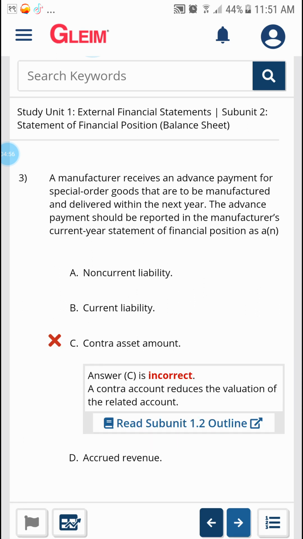No. First of all, a contra account is like an accounting rectification: a contra account reduces the valuation of the related real account. The related account's value is supposed to be reduced, but it is not. So it is not a contra account. So is it a non-current liability or a current liability? It might be a non-current liability.